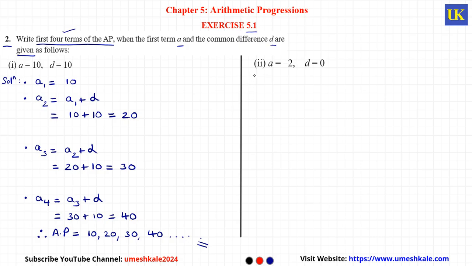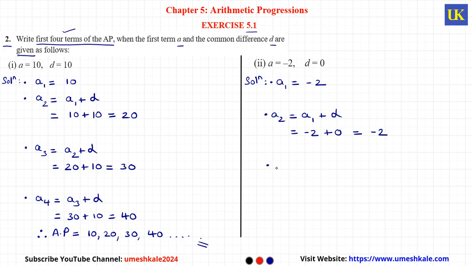So now we will see the second sub question in the second question. A1 is minus 2, as it is. Then how do we find A2? We do A1 plus D. A1 is minus 2, so minus 2 plus D, which is 0. D is 0, so just forget the D, minus 2 itself is the answer.